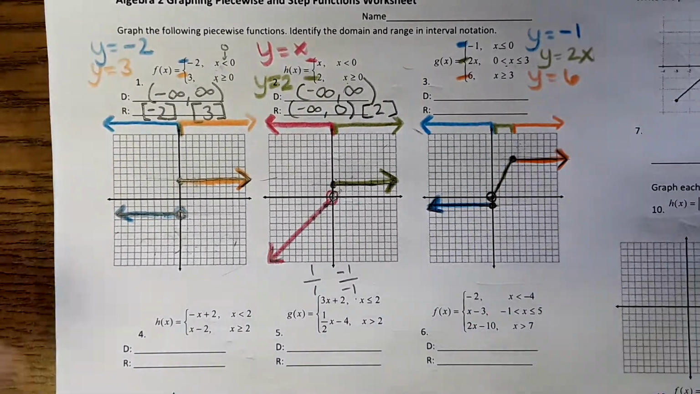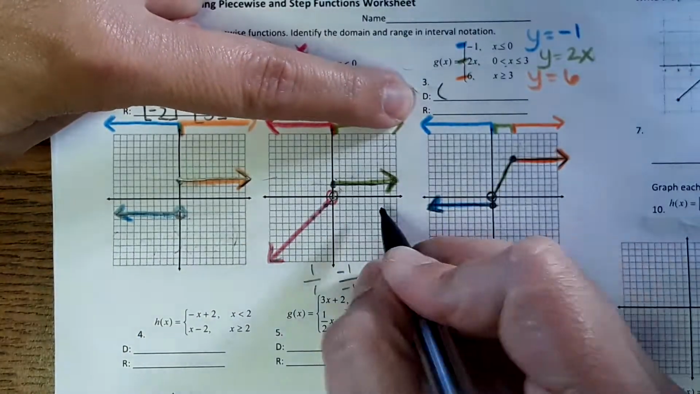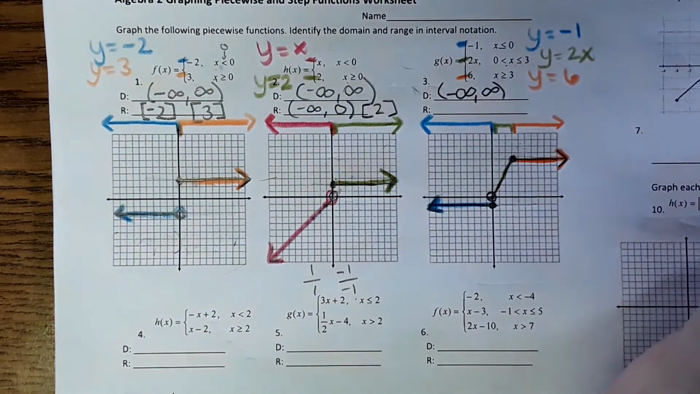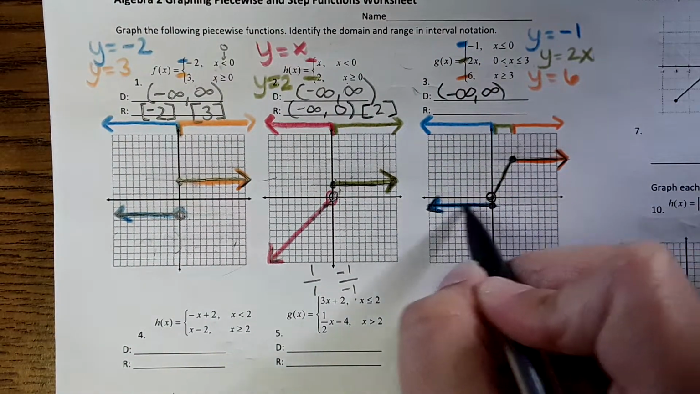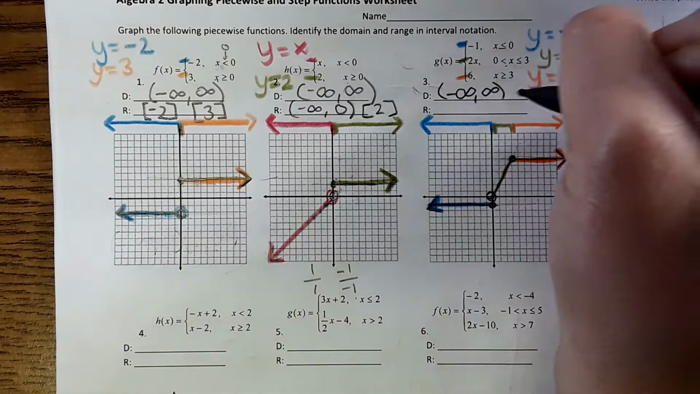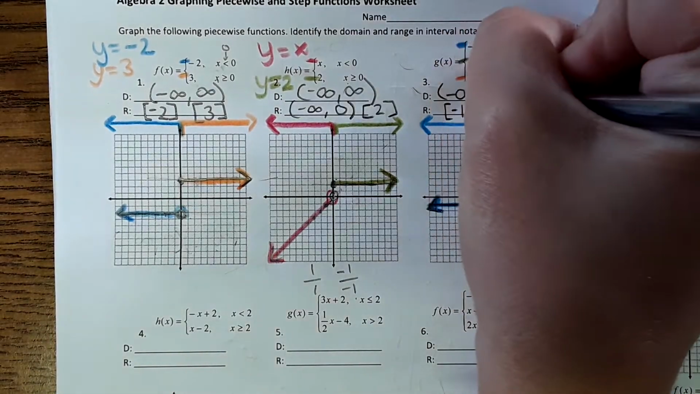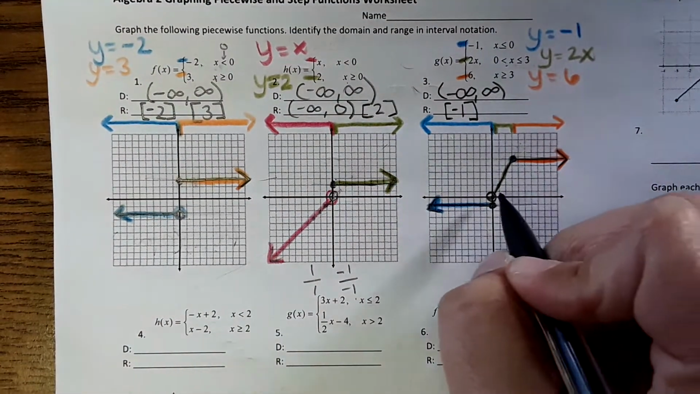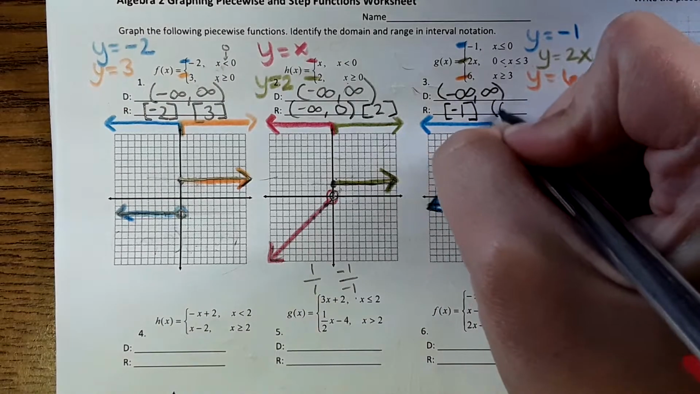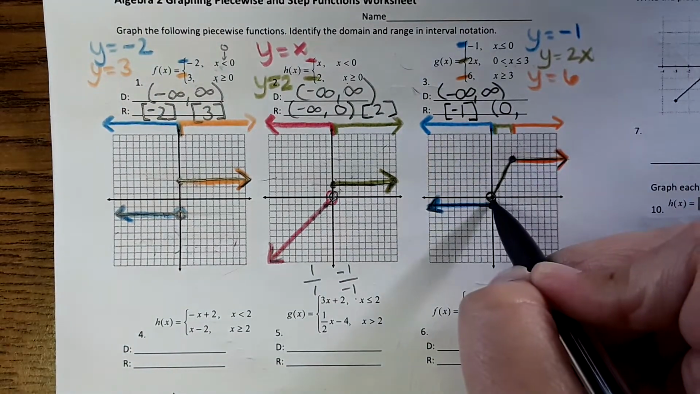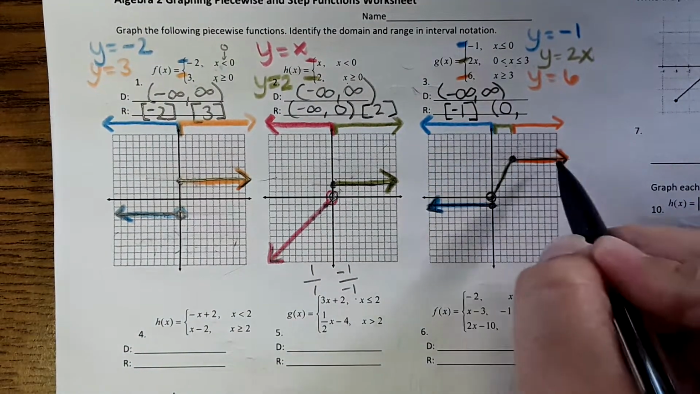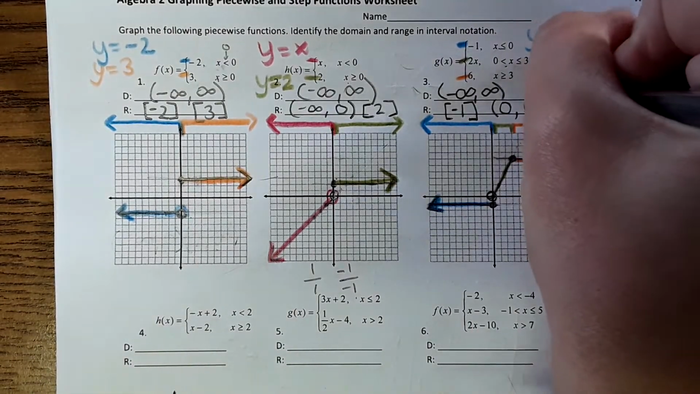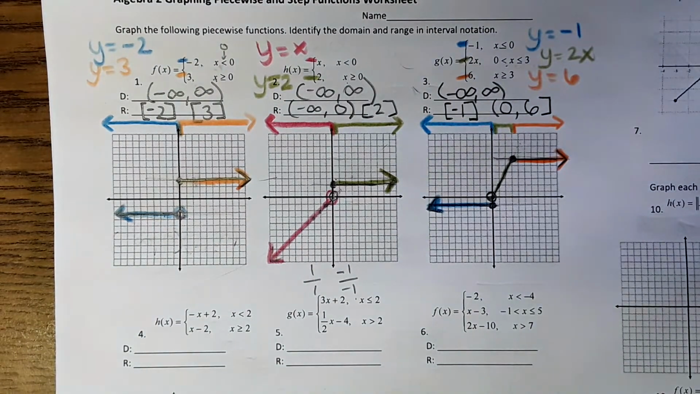Oh wait, I forgot to put domain and range. Domain, it goes forever to the left and forever to the right, so we got negative infinity to infinity. And then for the range, I have negative 1 here, negative 1. Then it skips up to 0. 0 is not included. And then it goes up to 6. And 6 is the highest y value. Close bracket. Why is 0 not in the bracket?